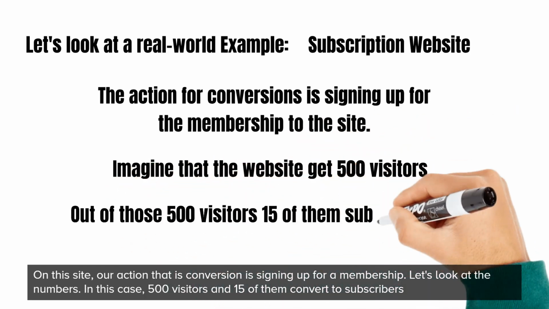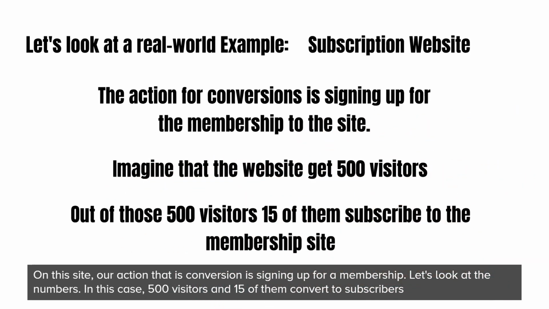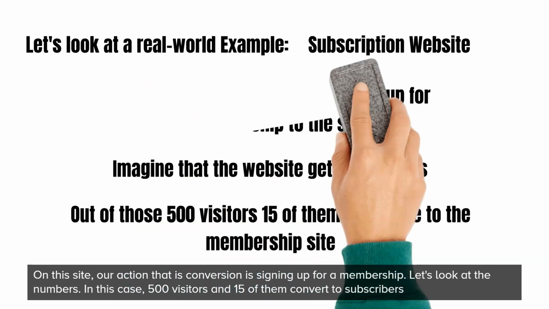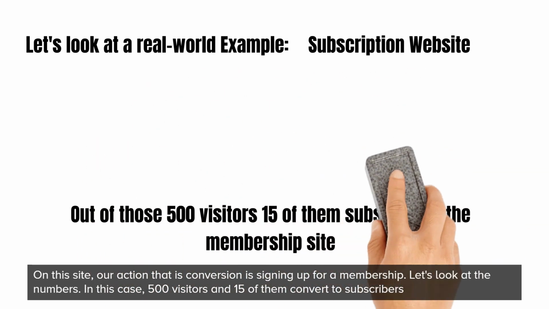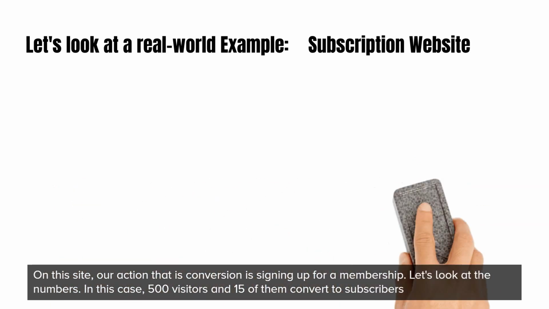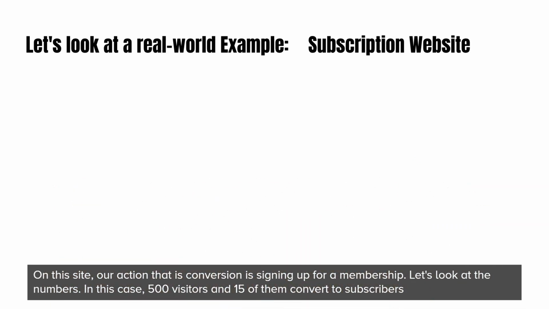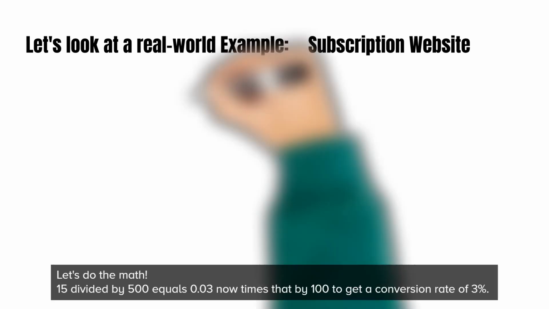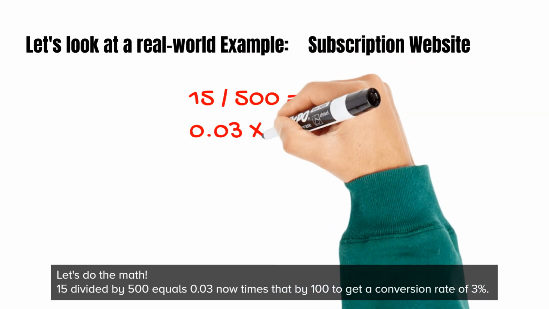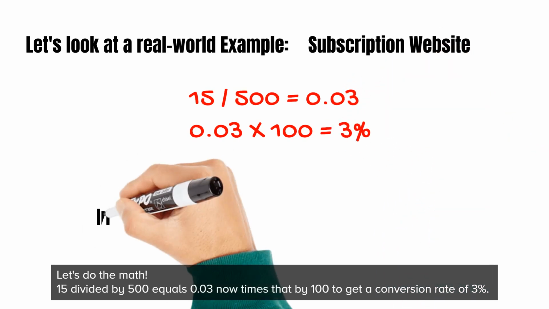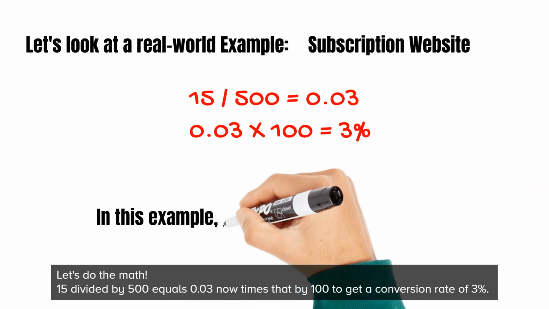Let's look at the numbers. In this case, 500 visitors, and 15 of them convert to become subscribers to the website. Let's do the math. Divide 15 subscribers by 500 visitors, which equals 0.03. Now times that by 100 to get a conversion rate of 3%.